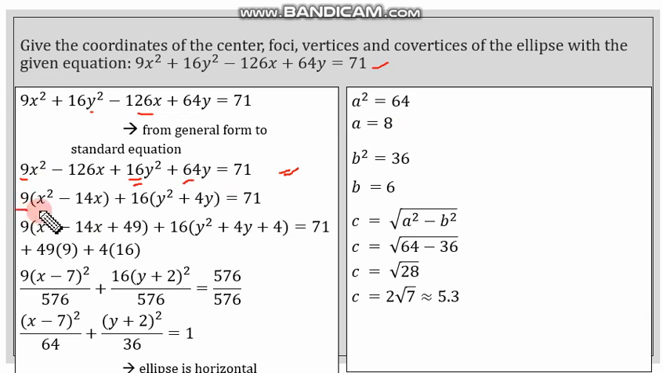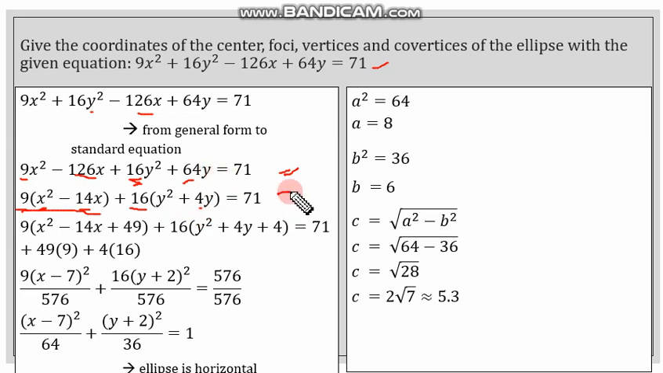So 9 times the quantity of x squared, because 9x squared divided by 9 leaves x squared, minus 126 divided by 9, that's 14x, or negative 14x. Next, this is the x group. For the y group, the coefficient of y squared is 16. Factor out the 16 so the coefficient of y squared is 1. So 16 times the quantity of y squared plus 64 divided by 16, that's 4y, is equal to 71.